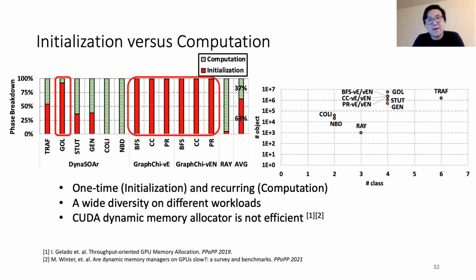We display the breakdown of the two phases' execution time on the left. The two phases vary differently for different workloads. Some workloads spend more than 90% of the time in the initialization phase, while in other cases it is less than 30%. This plot indicates that the memory allocator on the GPU is not efficient for a large number of objects. Recent top conference papers also notice the same trend.